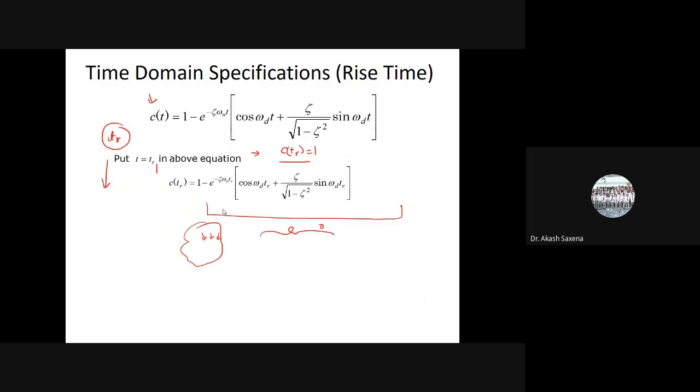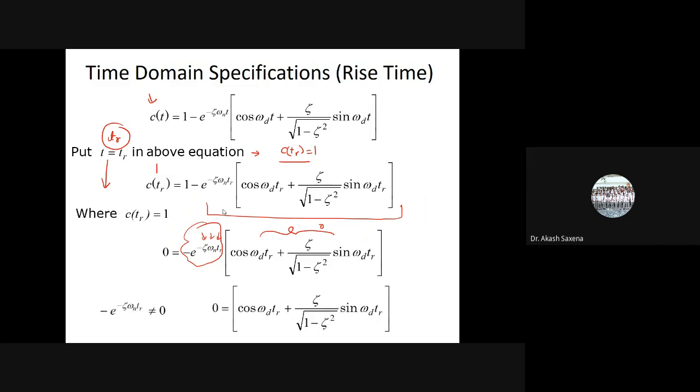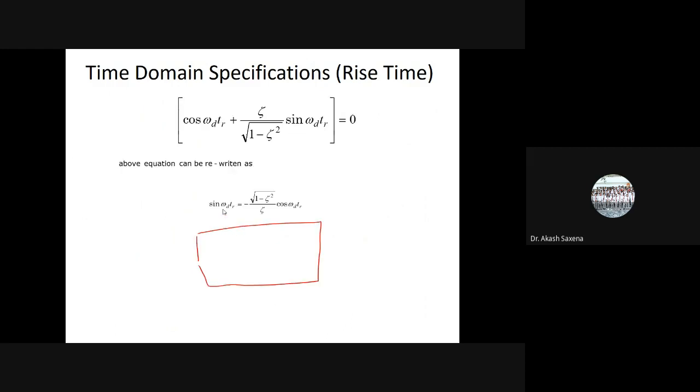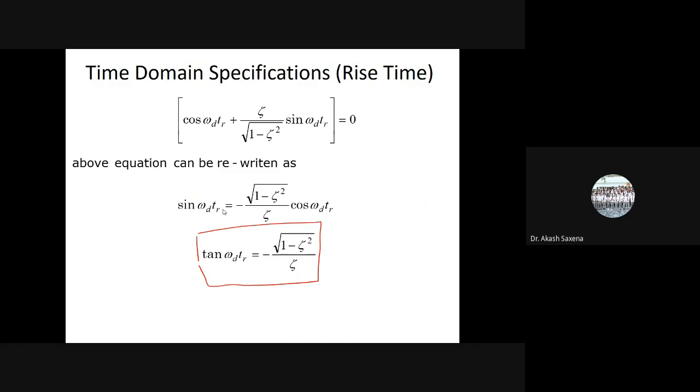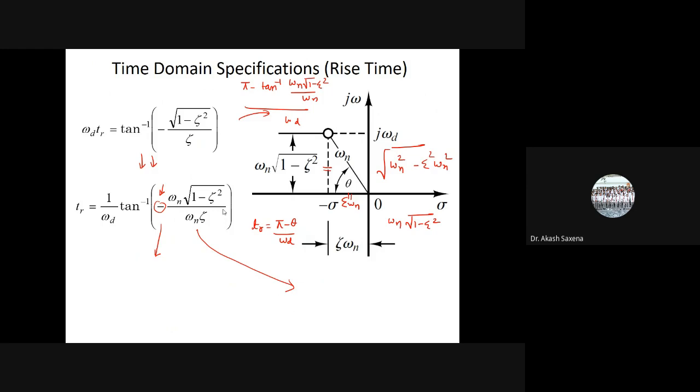Now we see the time domain specification. If I put t equal to tr in this particular expression, where c(tr) is equal to 1, I will be able to get the value of time. So this cannot be equal to 0. If I put this expression equal to 0, I will get sin omega d tr equal to this. So tan omega d tr will be equal to this, and tr is equal to 1 by omega d tan inverse of minus root of 1 minus zeta square by zeta. So from here I can write tr is equal to pi minus theta by omega d.